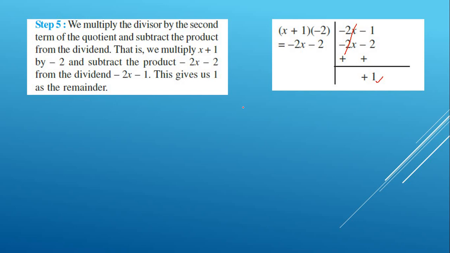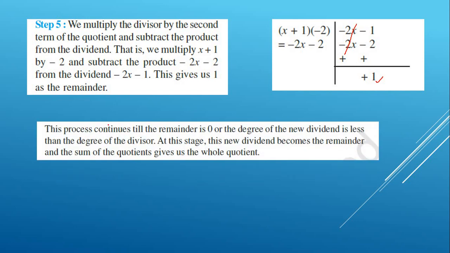This is the way we divide. This process continues till the remainder comes 0. It is not necessary that the remainder will come 0. If the remainder is 0, it means the divisor polynomial is a factor of the dividend polynomial. We need to check that the degree of the remainder polynomial should be lesser than the degree of the divisor polynomial. There you will stop your division.